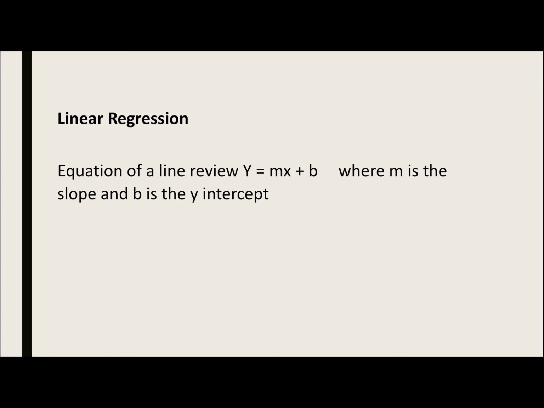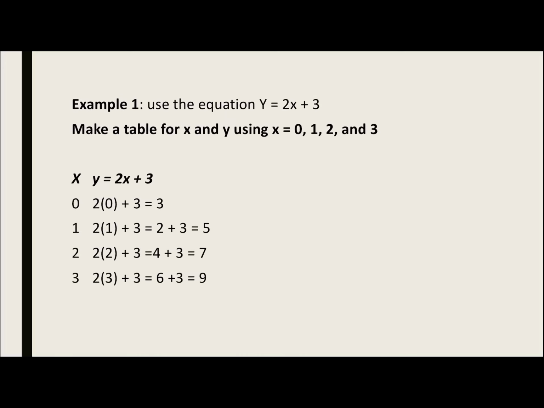Linear regression. The equation of a line review. Y equals mx plus b. M is the slope and b is called the y-intercept. Example 1. Use the equation y equals 2x plus 3.